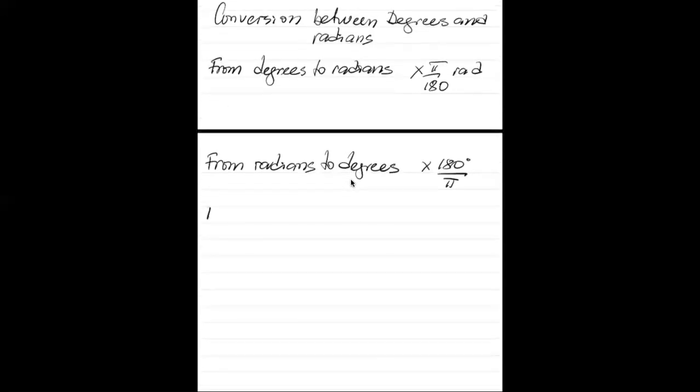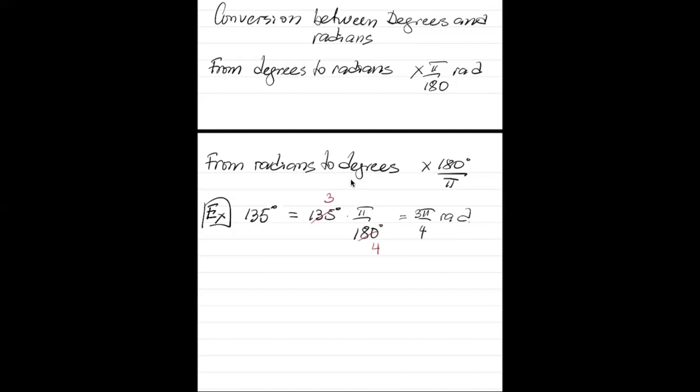All right, quick example. Convert 135 degrees to radians. So we multiply by pi over 180 degrees and we cancel. I can divide by 45 because I know 45 goes into 180 4 times, and 45 goes into 135 3 times. So that is 3 pi over 4 radians.